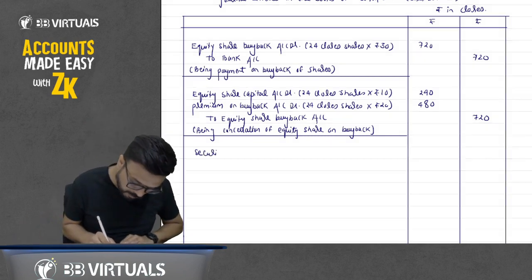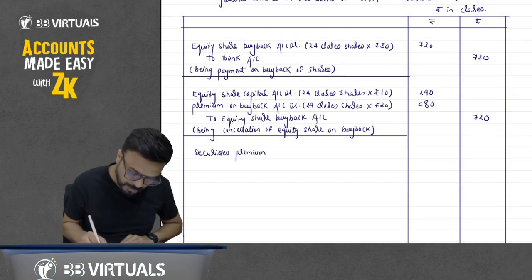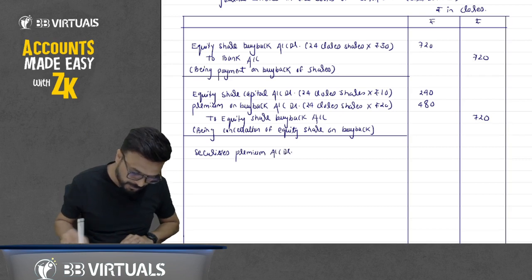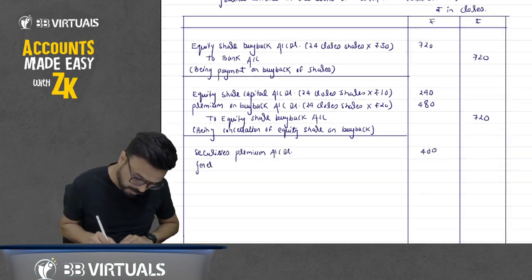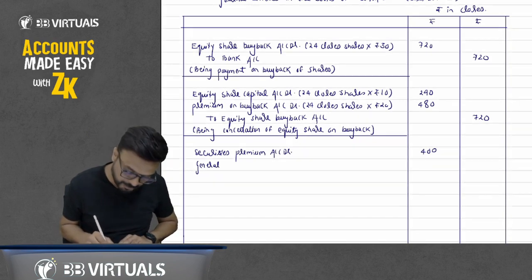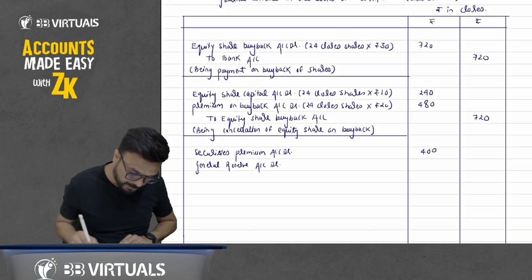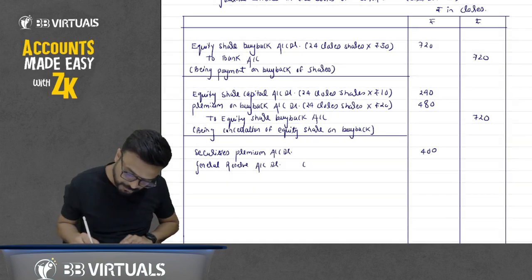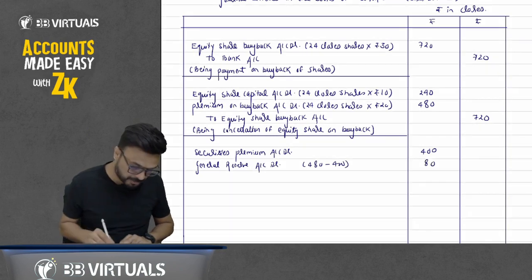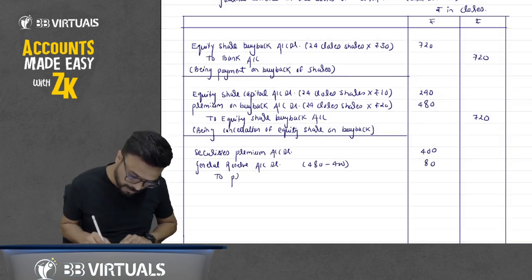Securities premium account debit. How much balance do we have? 400. General reserve account debit, that is the balance amount. Total is 480, and 400 is out of securities premium, 80 is out of general reserve, to premium on buyback account.